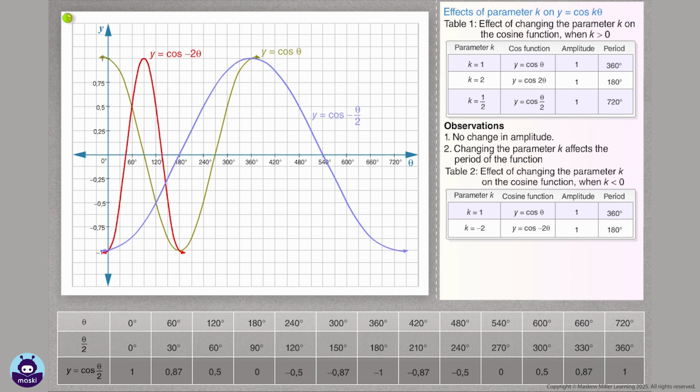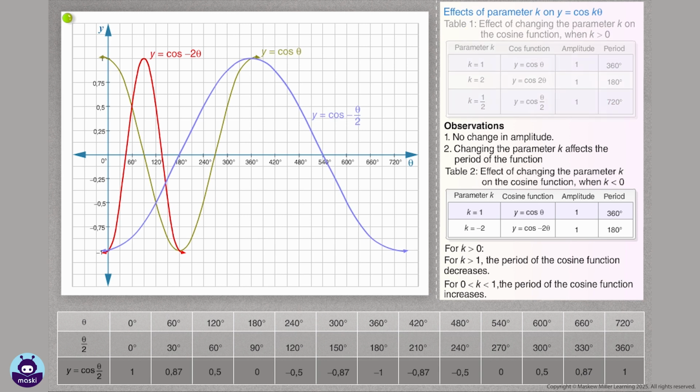Let us summarize our findings on the effect of parameter k on the cosine function. For k greater than 1, the period of the cosine function decreases. For k greater than 0, but less than 1, the period of the cosine function increases.